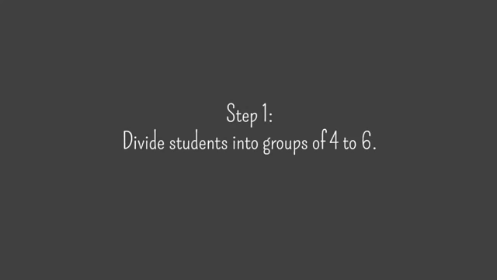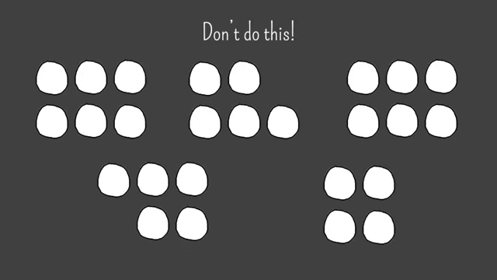Step 1 is to divide students into groups of 4 to 6 people per group. Jigsaw works best when you have the same number of students in each team. So avoid having some groups of 4, some of 5, and some of 6. Later in this video, I'll show you what to do if you can't divide students into perfectly even teams. For this example, we'll assume you're working with a class of exactly 30 students who can be divided evenly into groups of 6. We'll call these jigsaw groups.